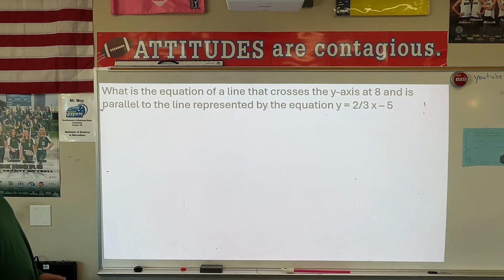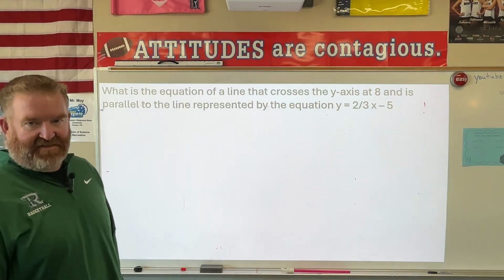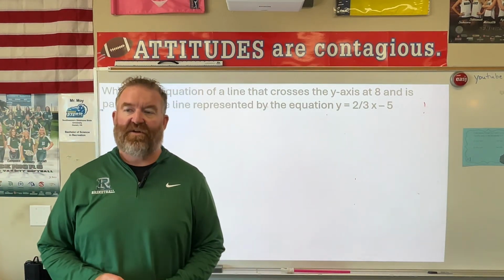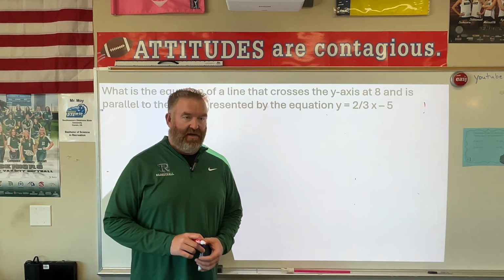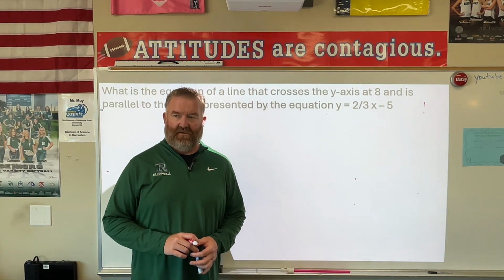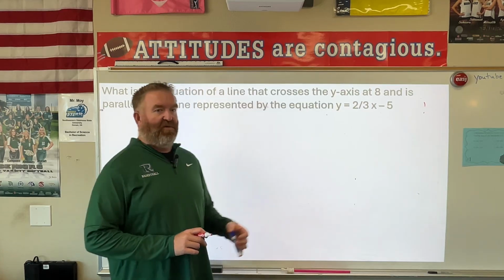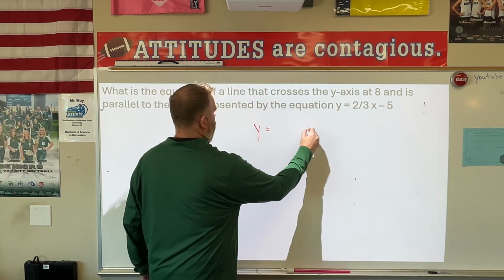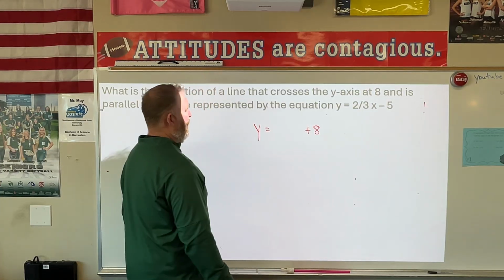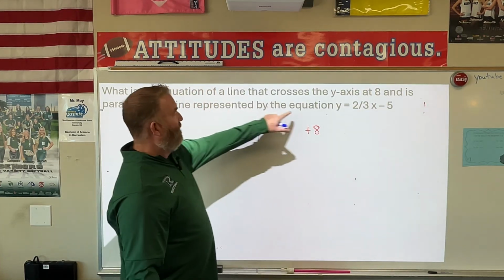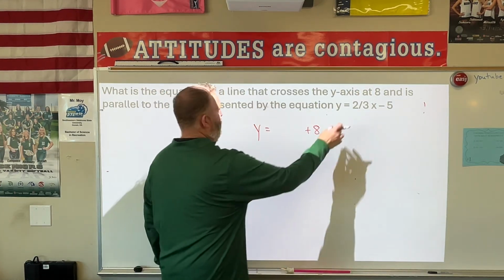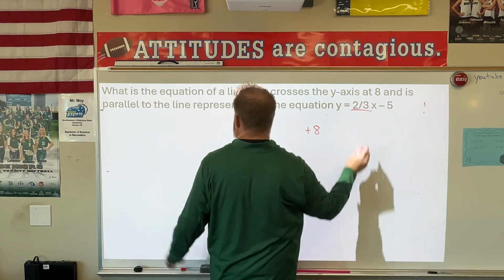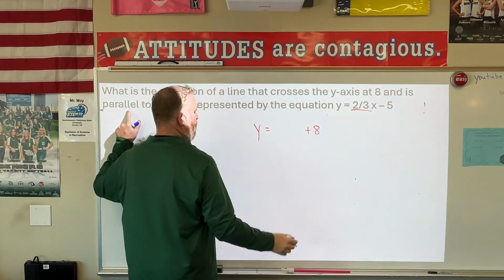What is the equation of a line that crosses the y-axis at 8 and is parallel to the line represented by this? Please do not overthink this. This one's actually probably the easiest one on the test. What's the first thing that it says? Crosses the y-axis at what? 8. Hold on, check this out. And it's parallel to the line represented by this, right? So what's the slope of this? 2/3. Do I change anything if it's parallel? No. Check this out.